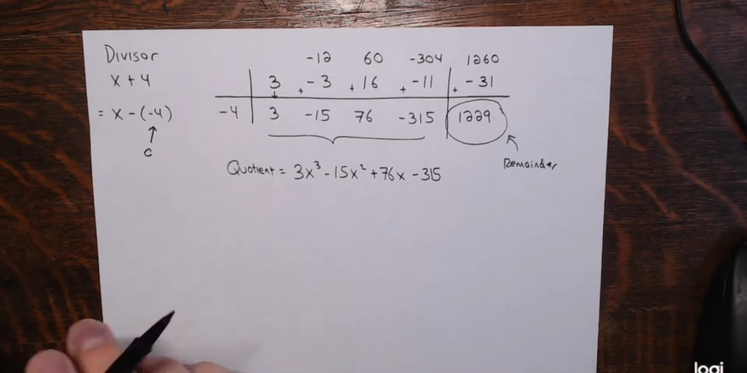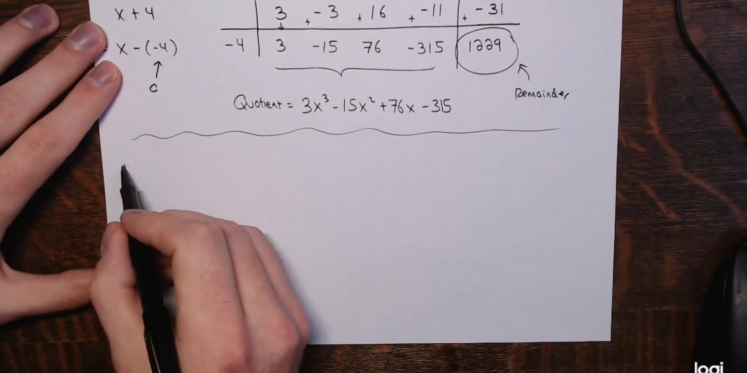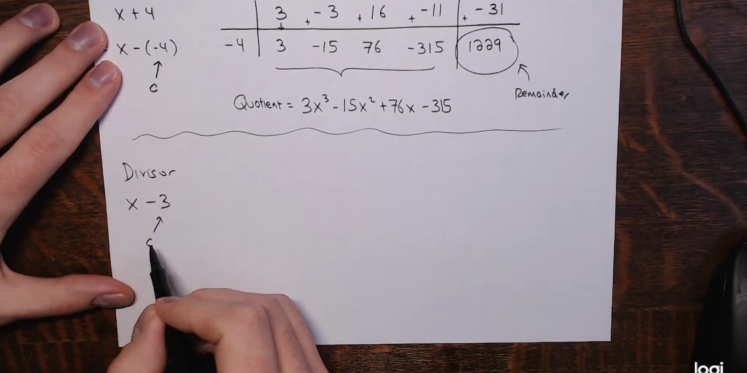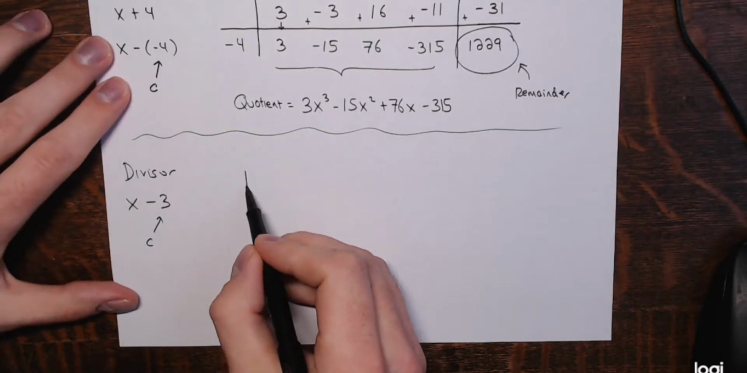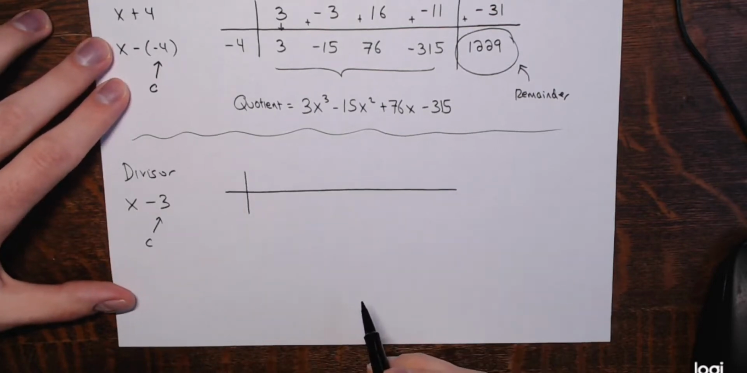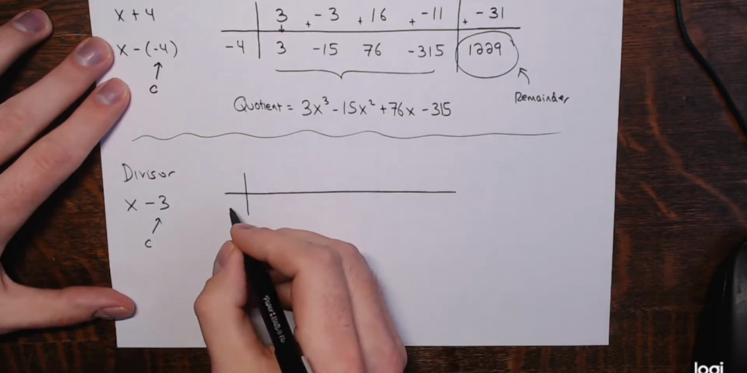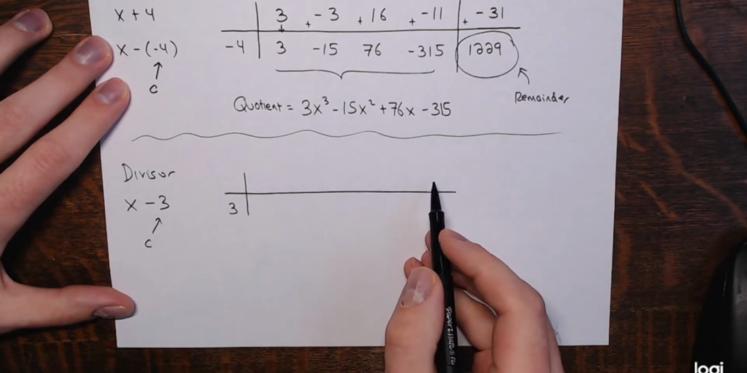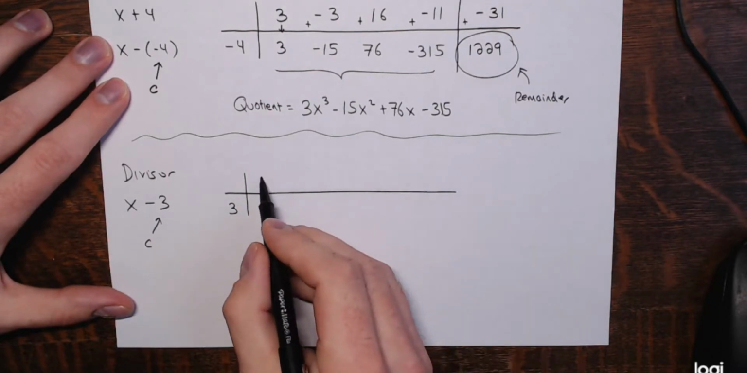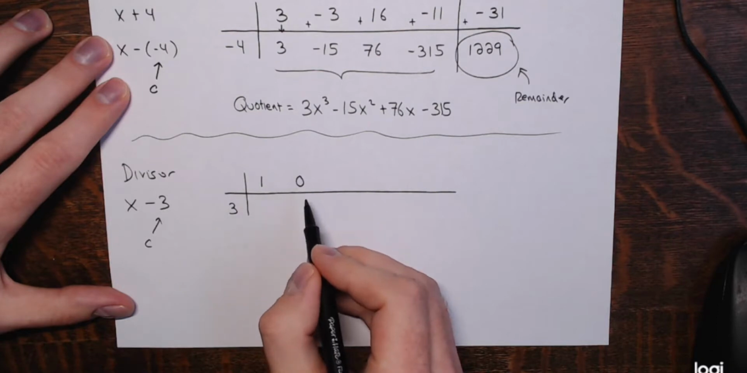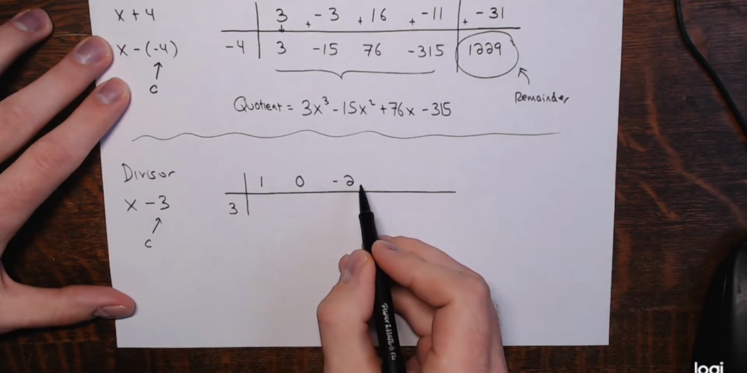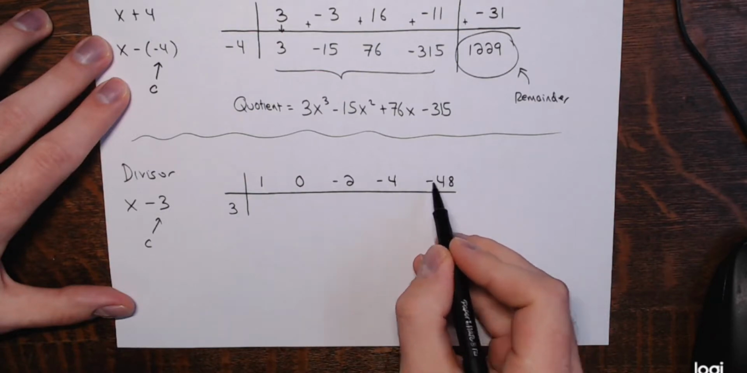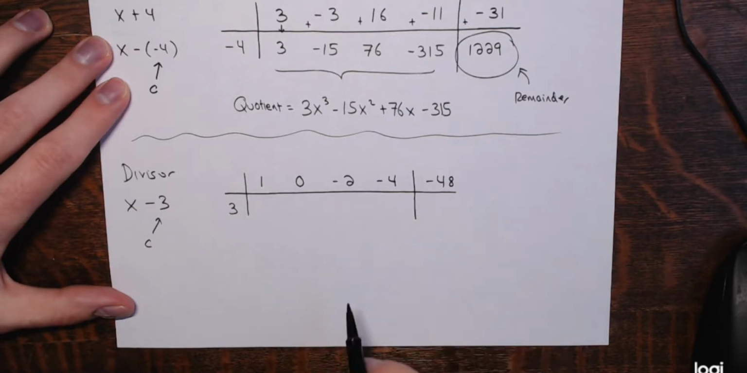There's plenty of space. So this time, the divisor is x minus 3, right? So the value of c is 3. Draw my synthetic division cross thing. Putting c here, 3. Up top right, the coefficients of the dividend, 1x to the 4th, 0x cubed, negative 2x squared, negative 4x, and negative 48 is the constant term. So I'll put a bar before that to separate the remainder and quotient.